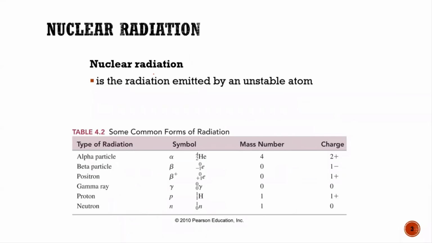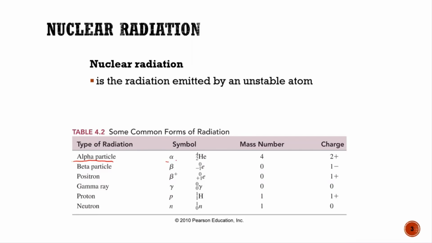So there are different types of emissions, different types of particles shot out of the nucleus to stabilize it. Nuclear radiation is radiation emitted by an unstable atom, and a lot of students have heard about these. One example is the alpha particle. We talked about alpha particles when I discussed atomic models and atomic theory, how Rutherford shot alpha particles at a piece of gold foil, expecting them to always go through, but some scattered and shot back because they ran into the nucleus.